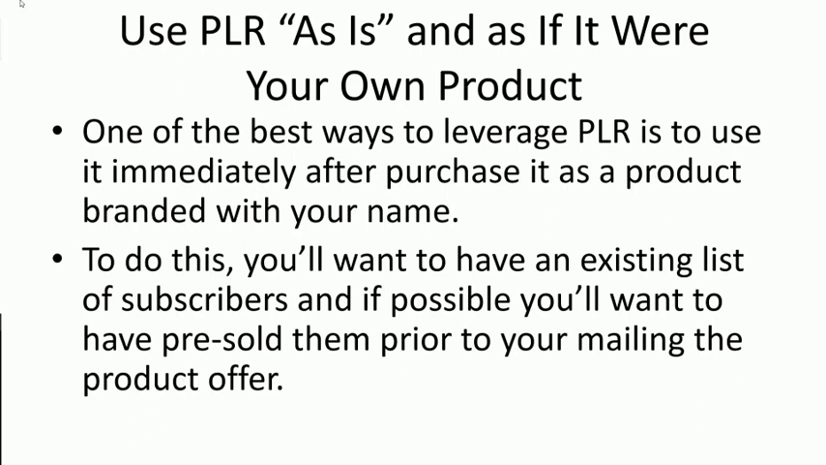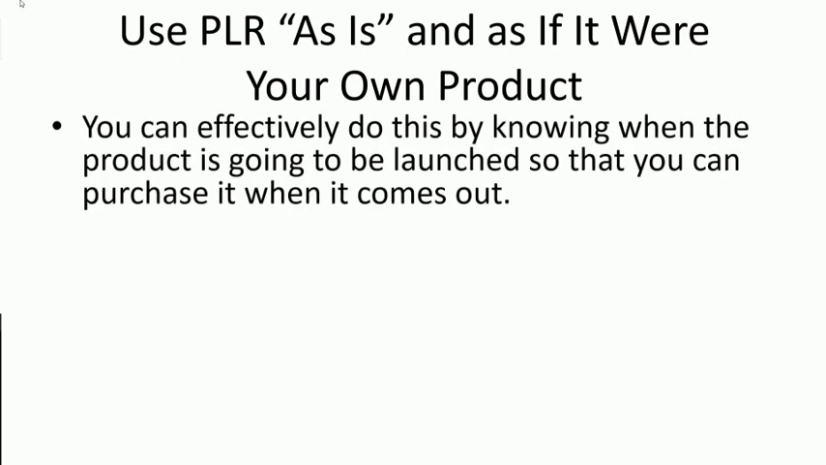And if possible, what you're going to want to have done is gone through the pre-sale process. You're going to want to have told your email marketing list days ahead of time that a product is coming, a product about a certain subject matter, and you're going to start to describe how this product is going to meet their needs and solve some of the problems that maybe they're having, or even help them to accomplish some of the goals that you already know they have. And you can really most effectively do this if you already know when that product is going to be launched.